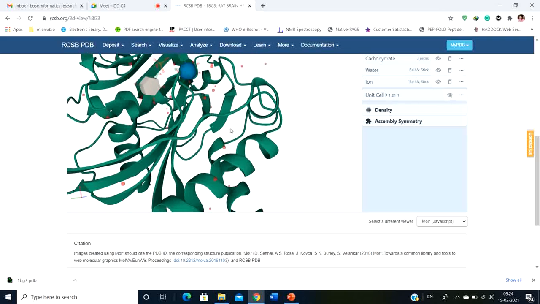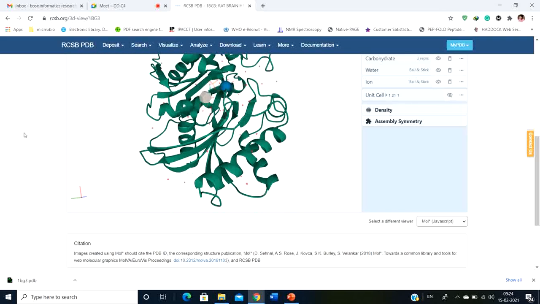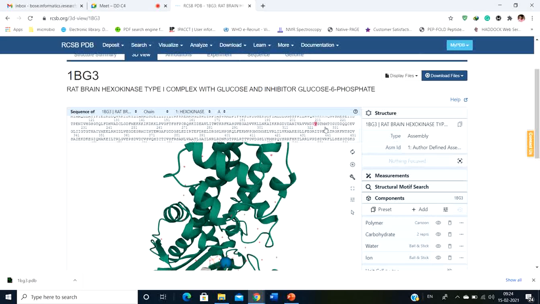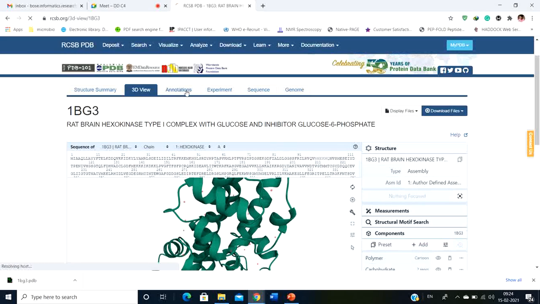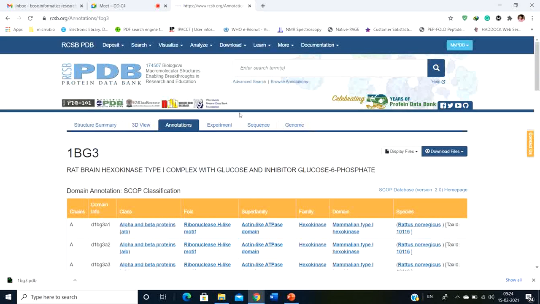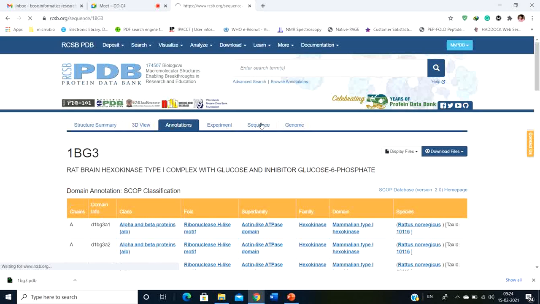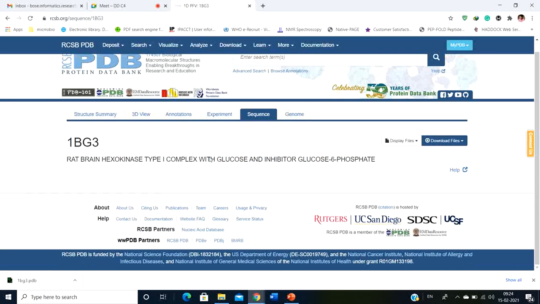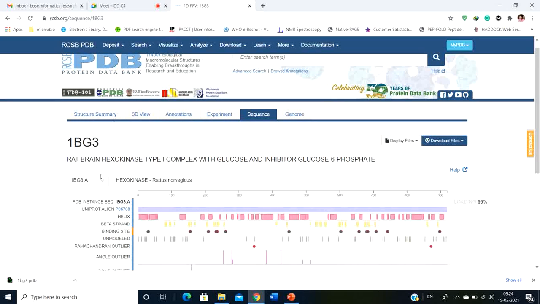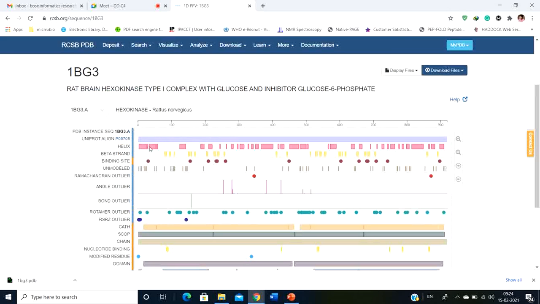You can visualize it much better, but this 3D screen only allows you to visualize before you download the molecule. There are other options like annotations, the experiment they have followed, which family this molecule belongs to, the sequence of the protein, and everything that you need. These are the sequence, and it also classifies the helix region, the beta strand region, and the binding site. See, these are the binding sites.